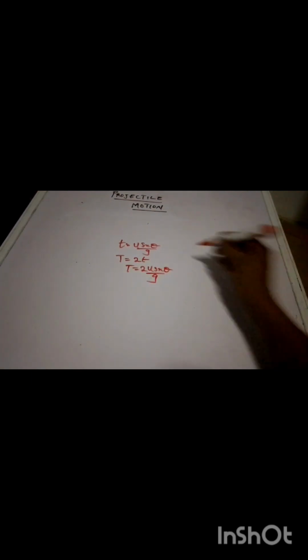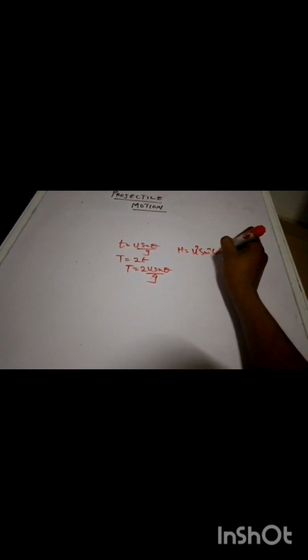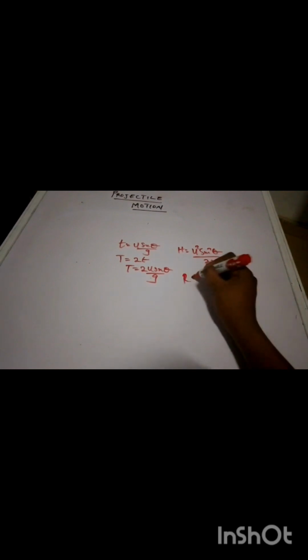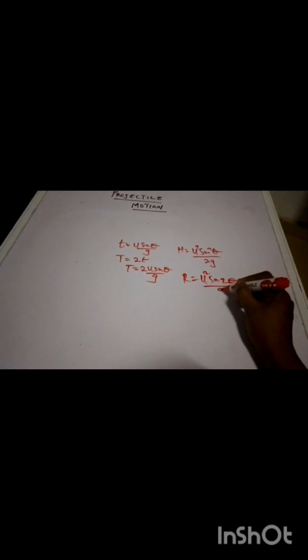We deduced that the time to reach maximum height is given as u sine theta over g, while the total time of flight, which is 2t, is 2u sine theta over g. We have also deduced that the maximum height, h, is u square sine square theta over 2g. And finally, the range is u square sine 2 theta over g.